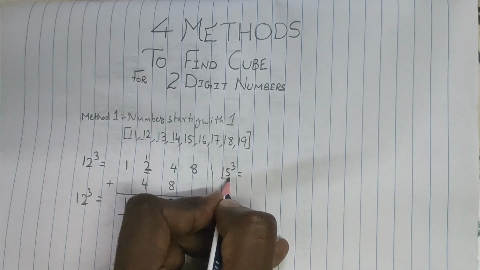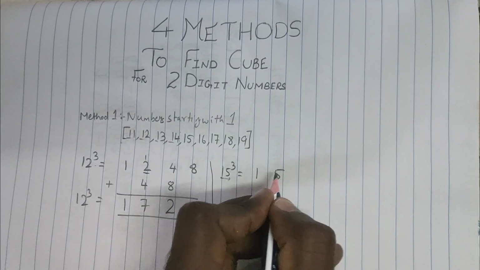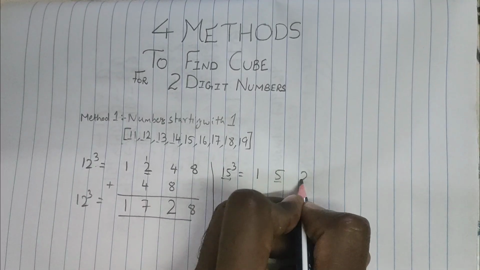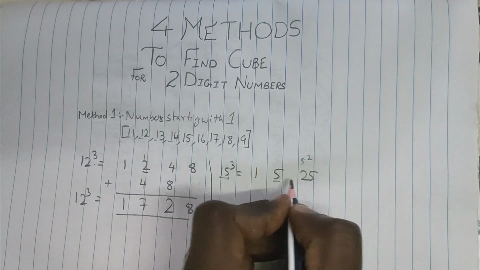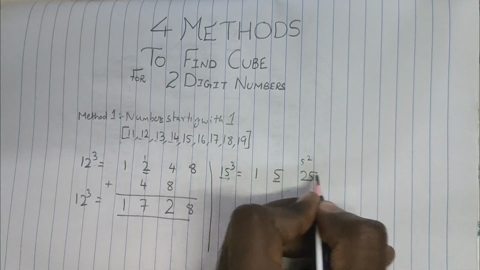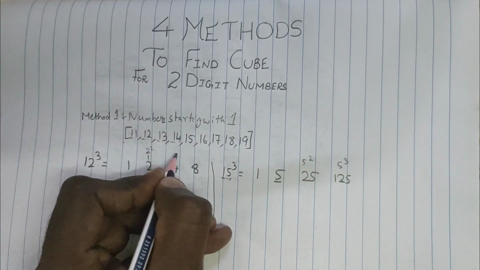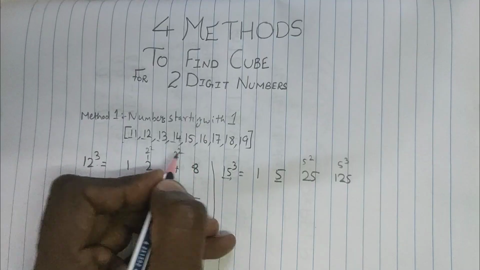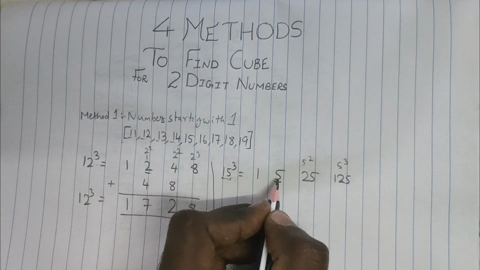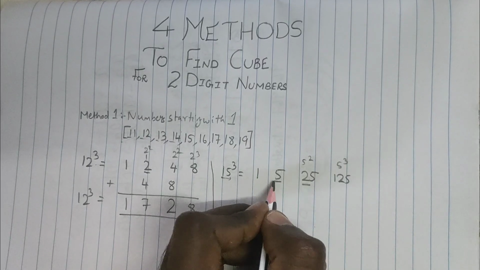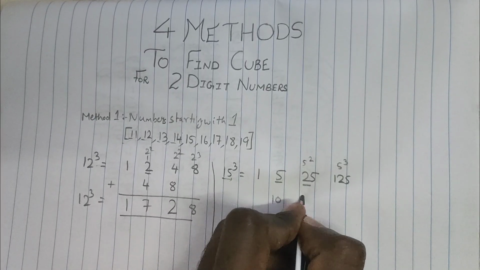So we need to start from here, like 1 and 5. We write the same number here as it is, and then the second number squared: 5 squared is 25. And then this second number's cube, that is 5 cubed, is 125. Similarly here 1 and 1, nothing more. Now we need to double the second and the third number. Double of 5 is 10. 2 times 25 is 50.